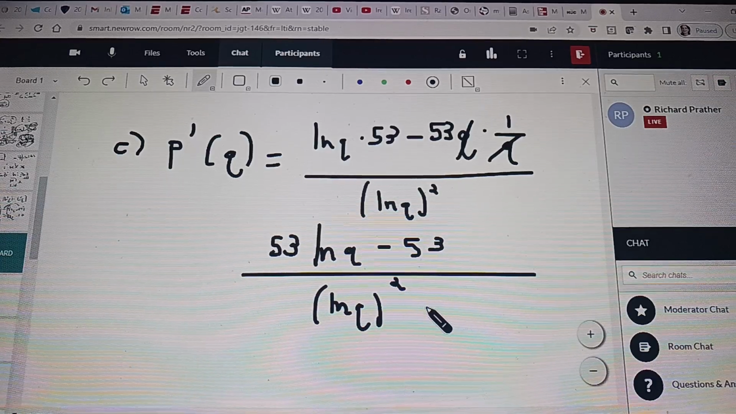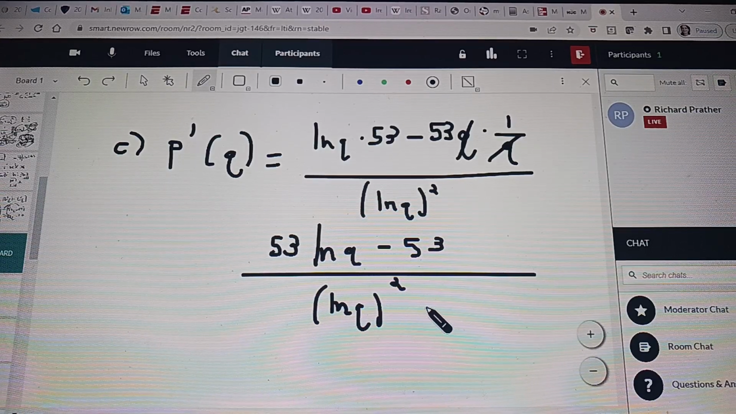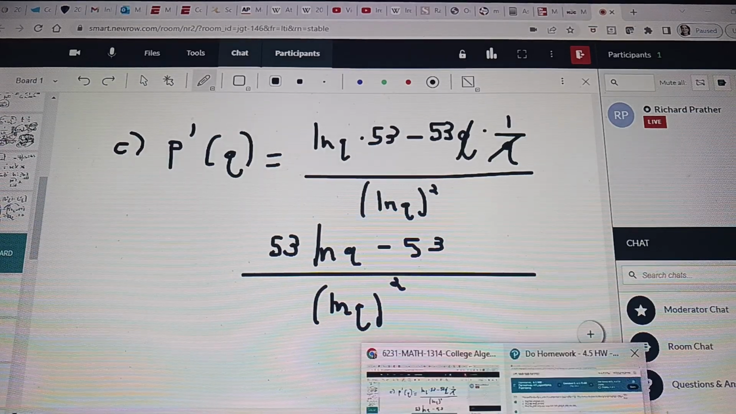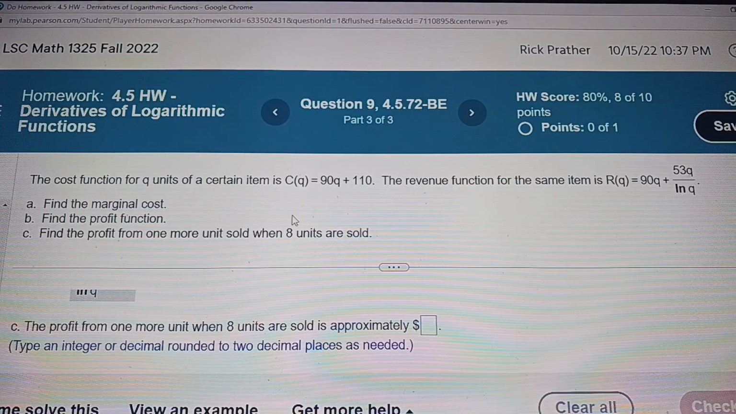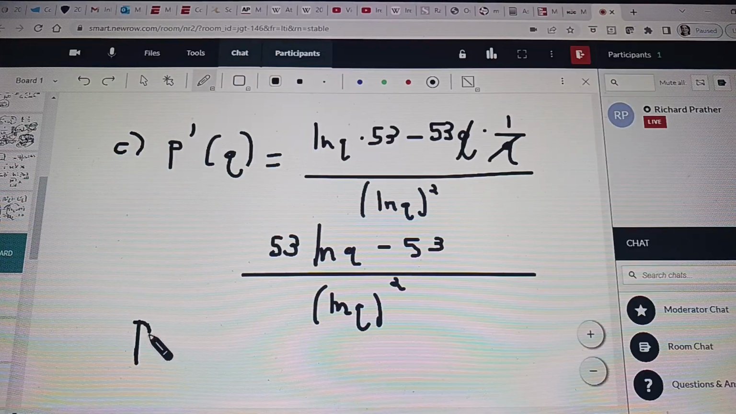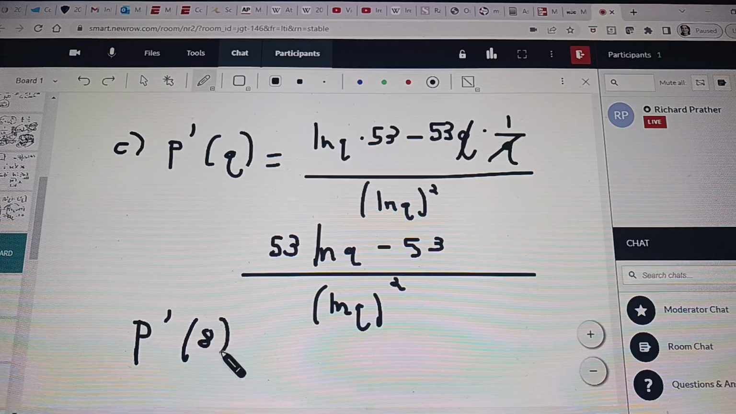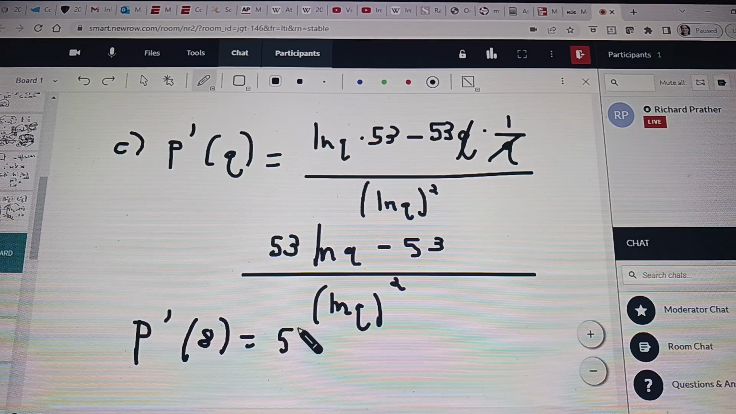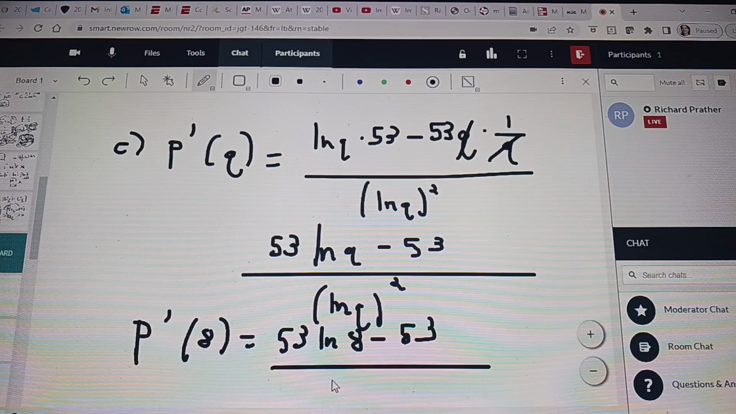So they didn't ask for this answer, but they could have asked you at some point to find the derivative of the profit. But what they actually want is the derivative of the profit when 8 units are sold. In other words, q equals 8. So once I got the derivative in general, then I'm going to evaluate the derivative at 8. And if there was some messiness here that didn't reduce, I wouldn't even mess with it because you're going to be plugging 8 in anyway. So 53 ln of 8 minus 53 over ln of 8 squared.